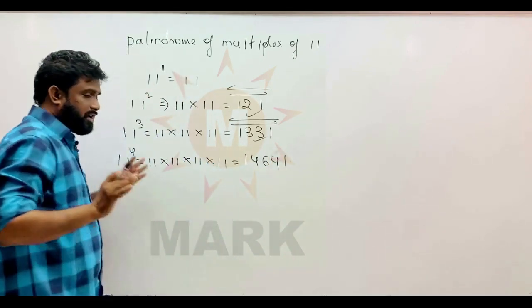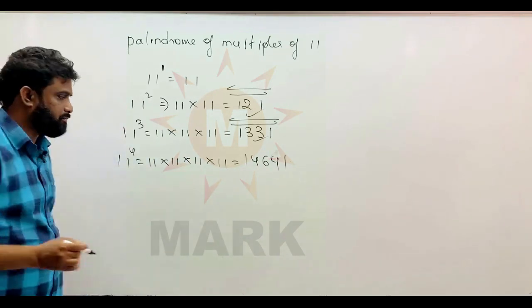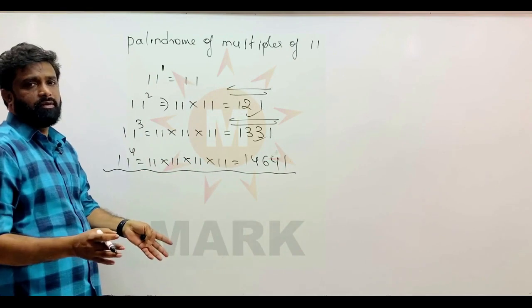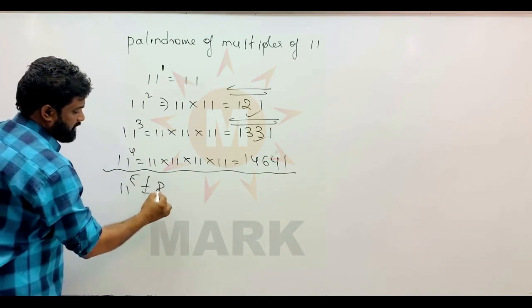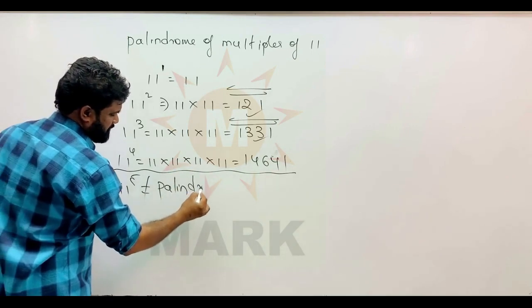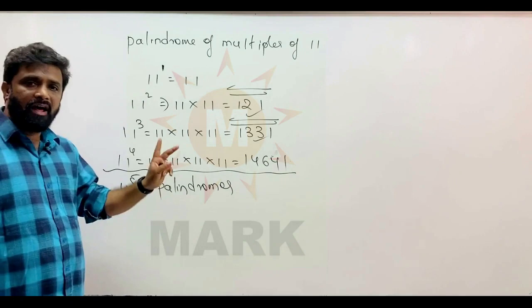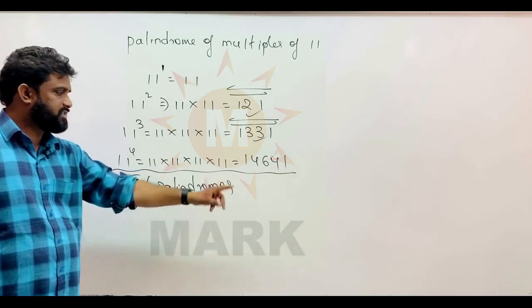14641. So clearly what you have to know: up to 11 power 4, only the numbers will come as palindromes. Many people think that for 11 power x, any power of x will be a palindrome. No. From 11 power 5, the numbers are not palindromes. This point you have to remember. From 11 power 5, the numbers are not palindromes. The reason is carry forwards will come and they will disturb this order.